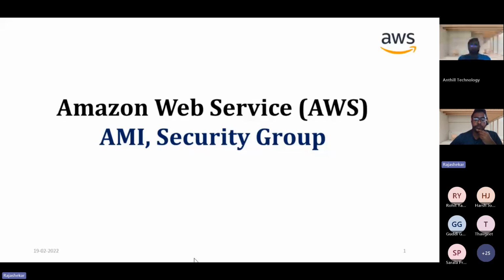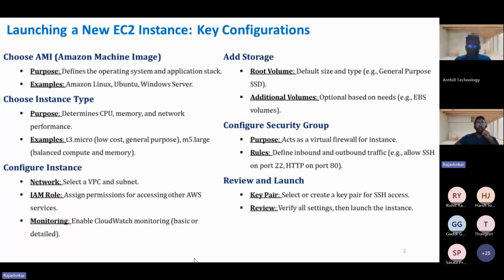First, I'll explain how we are going to launch EC2 instances. When you are launching an EC2 instance, these are the key configurations you need to choose. The first main one is AMI, the Amazon Machine Image. And we have discussed instance type.